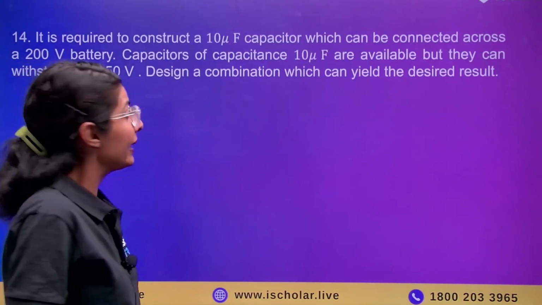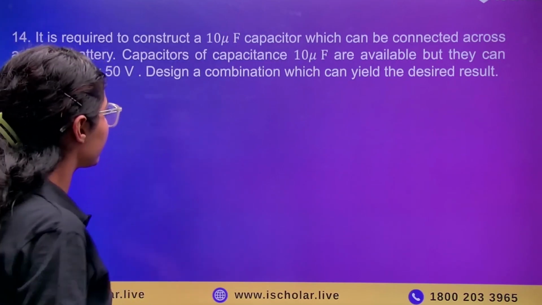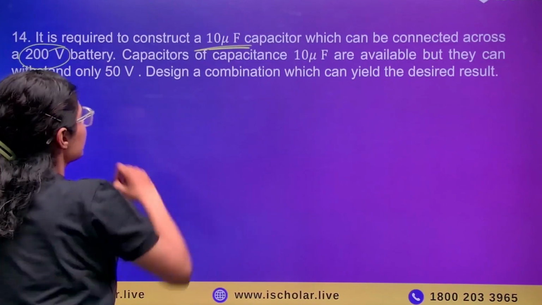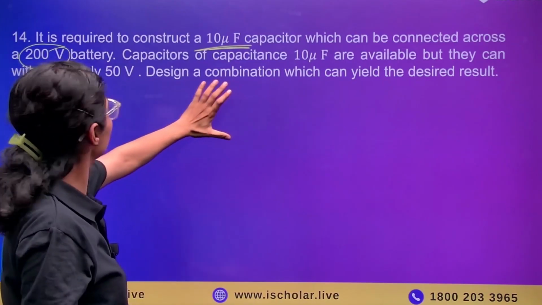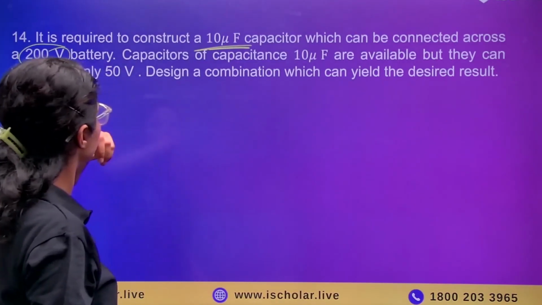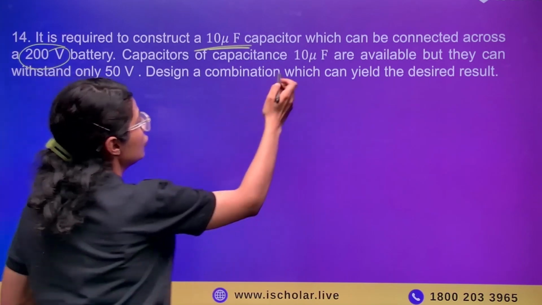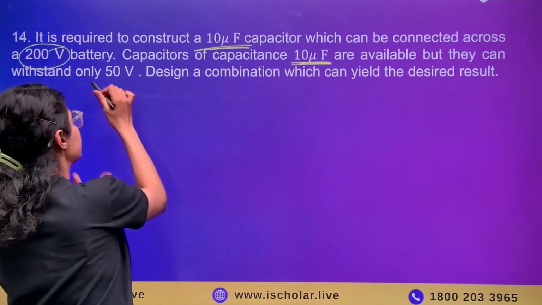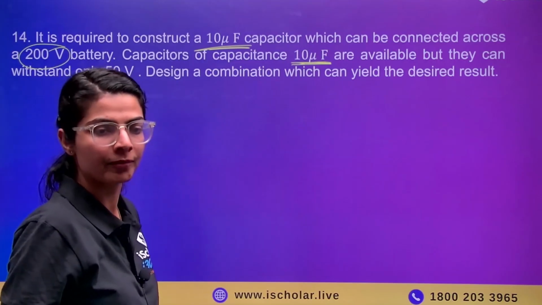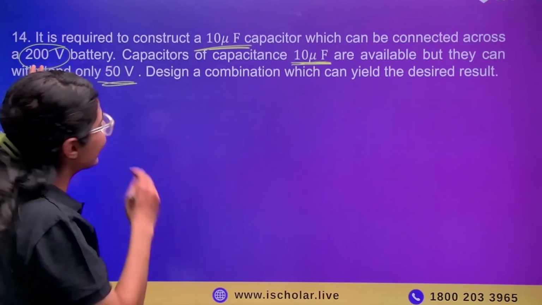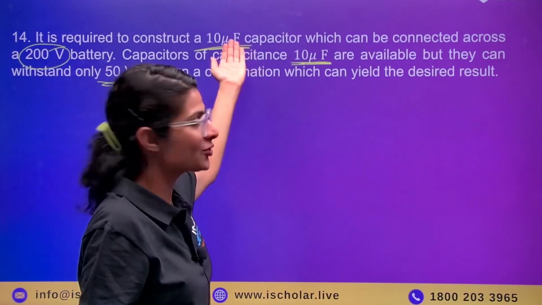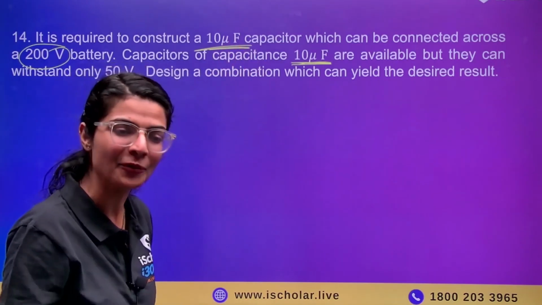Coming to the next, it is required to construct a capacitor of this much capacitance at this voltage, and here is what is given to you. You are given a 10 microfarad capacitor that can only withstand a voltage of 50 volt. You want to make it work till 200 volt, and the capacitance should be 10 microfarad. How can we do this?